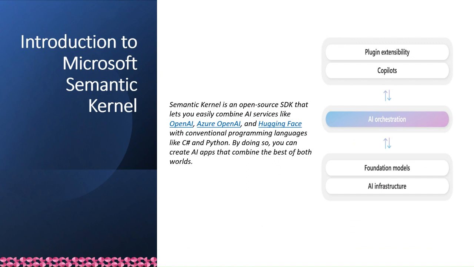Let's make our quick introduction here with Semantic Kernel. It is an open source SDK that allows us to easily combine AI services, for example, OpenAI, Azure OpenAI, and Hugging Face, with our programming languages, C Sharp and Python. We have also sample code in the GitHub repo from Microsoft, so you can go there and find what you need. We can create our AI apps that combine the best of both worlds.